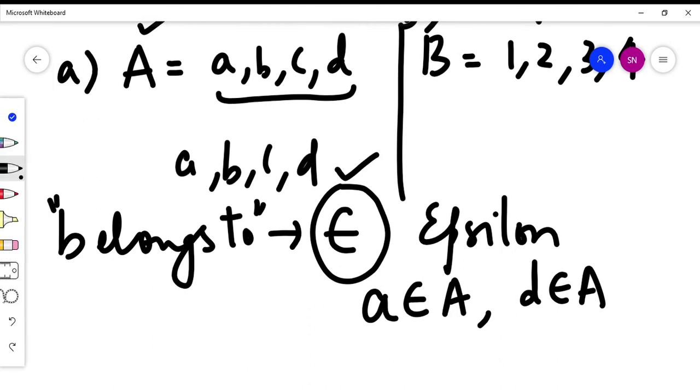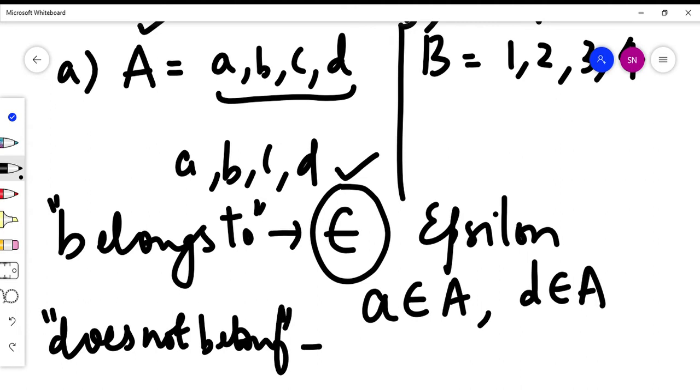Now, for example, if I would like to show that an element does not belong to that particular set. Say set A consists of 4 elements, A, B, C, D. Now if I consider E, do you see an element E defined in this set? No, right? So in that case, if any particular element does not belong to that particular set, you will denote it by epsilon with a slash through it.